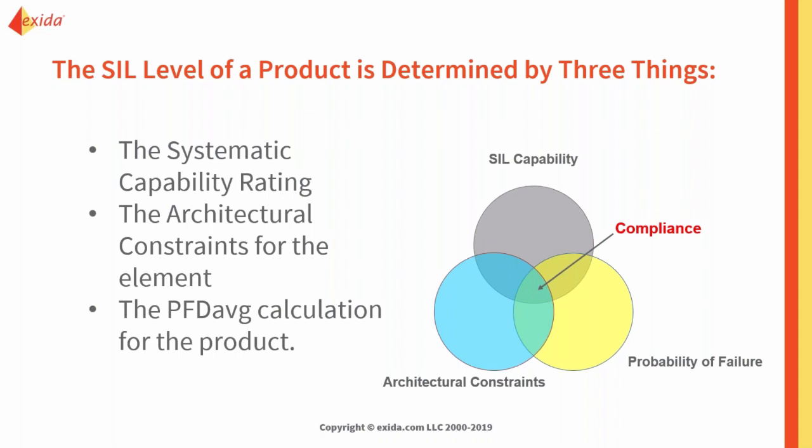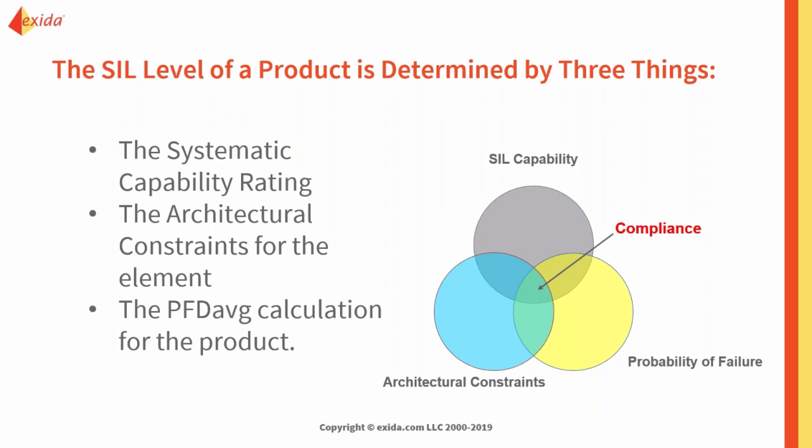You can think of these requirements almost as hurdles, and if you're running a race, you have to overcome each of these hurdles or barriers to finish the race. This isn't something that you just choose 1 or 2. You need to overcome or achieve all 3 of these to make a SIL rating for a product.